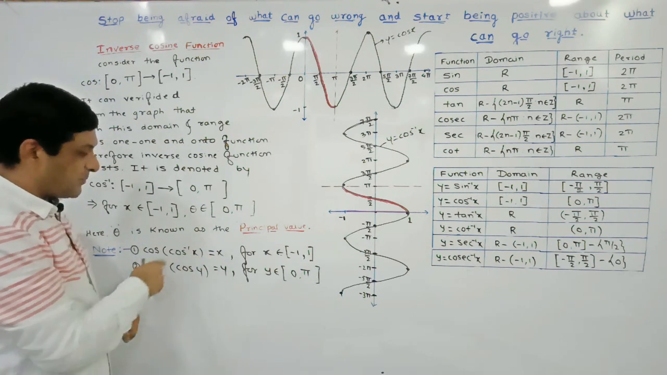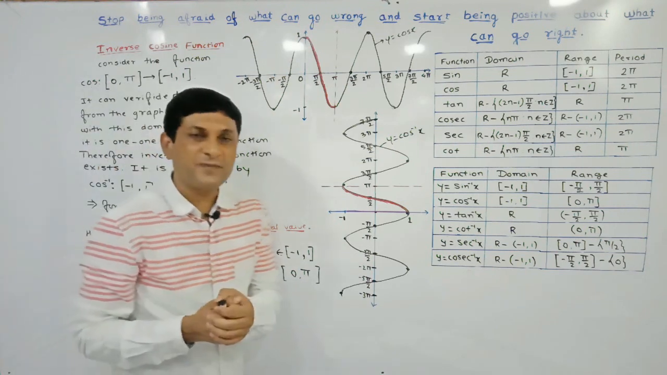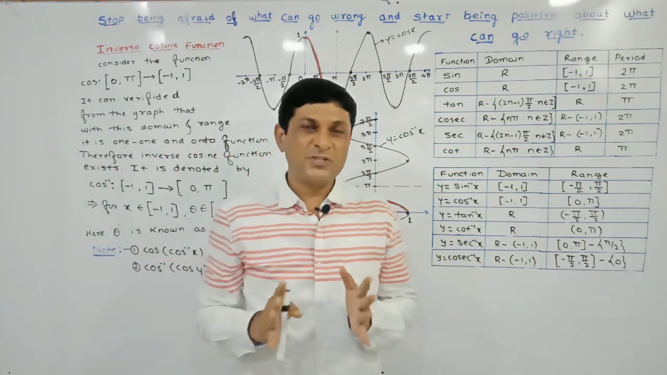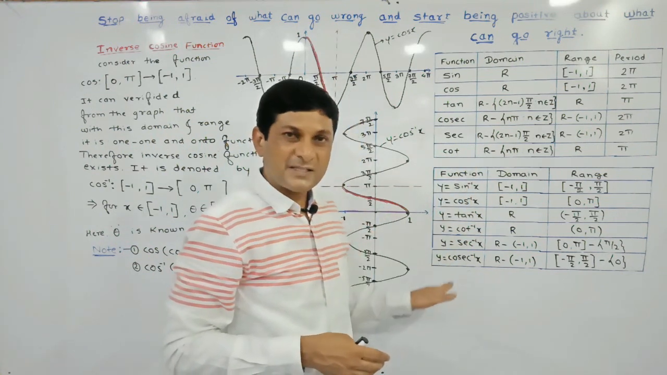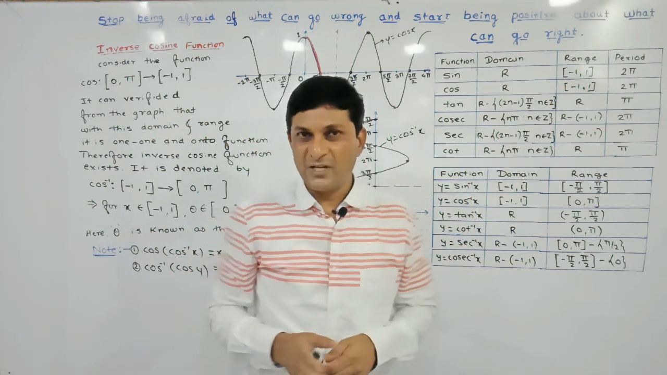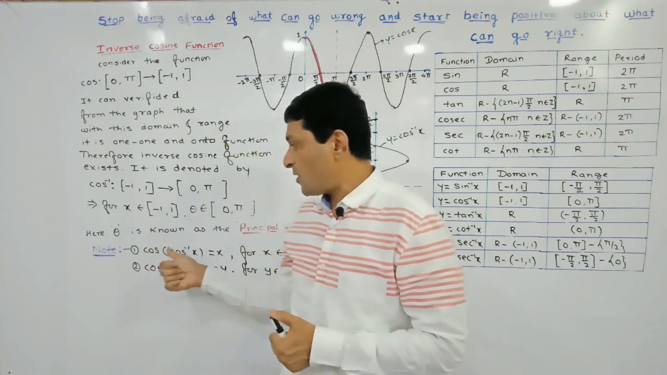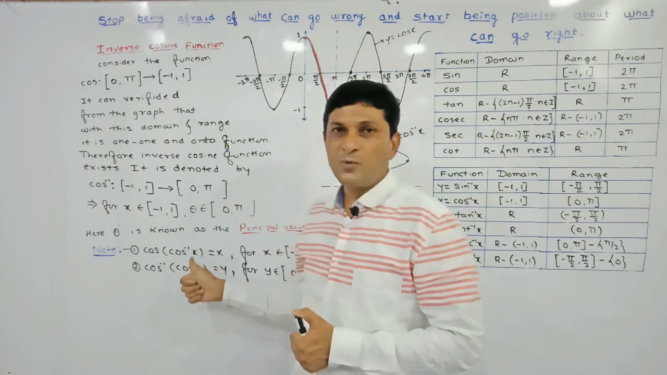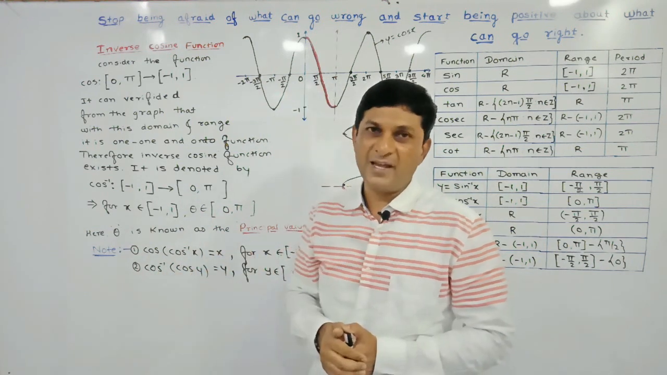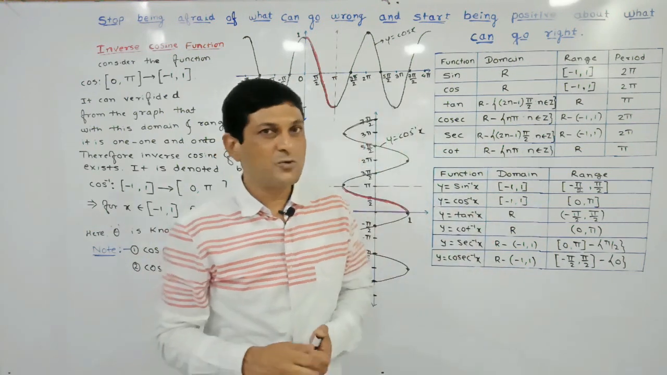So remember, these properties are satisfied in all cases, that is, for all 6 inverse trigonometric functions. What does this property say? The value of cos of cos inverse x is equal to x, and the value of cos inverse of cos y will be equal to y. So these are some ideas about cos inverse.